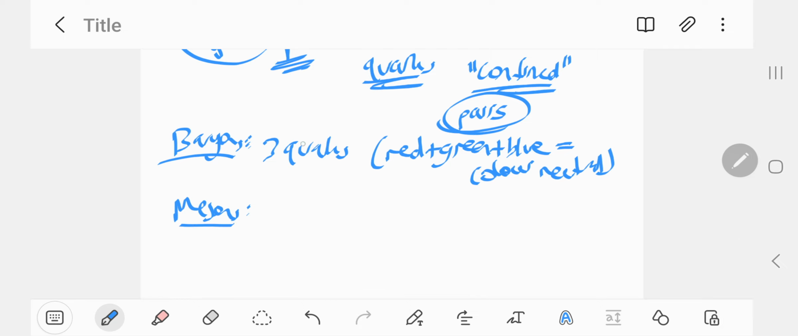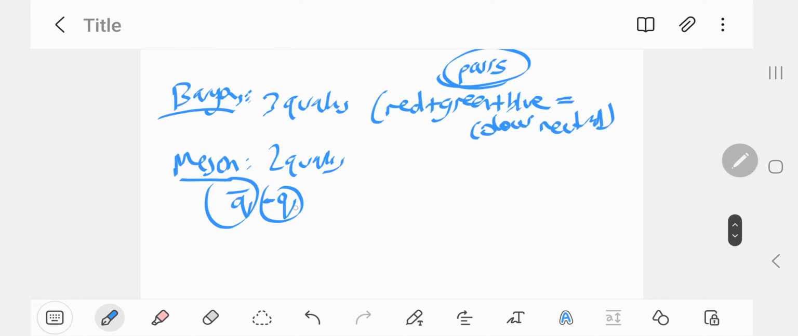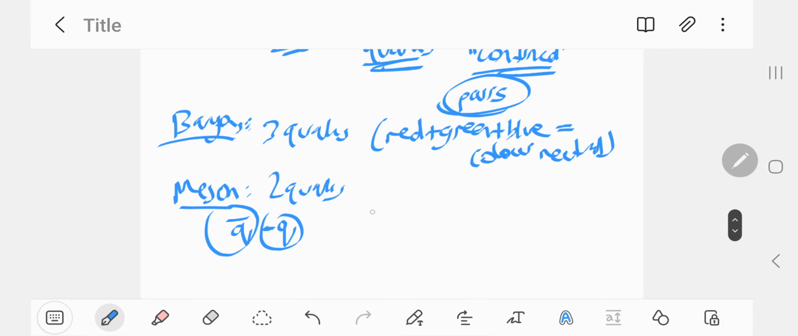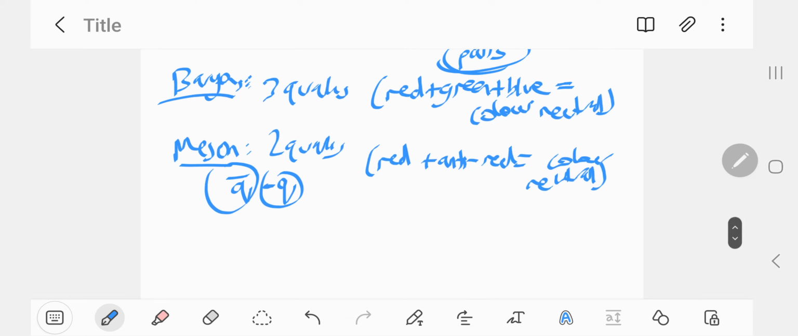Mesons, a meson is made of 2 quarks, a quark and an antiquark pair. Okay, antiquark is the antimatter equivalent of a quark. It's got all the same properties as a normal quark, but it's got opposite charge. A meson, you can have, let's say, red, for example, and anti-red. Okay, and that'll cancel out to give you a color neutral system, color neutral particle.